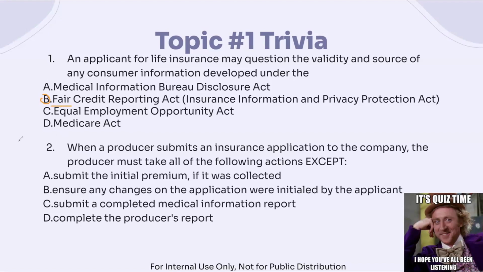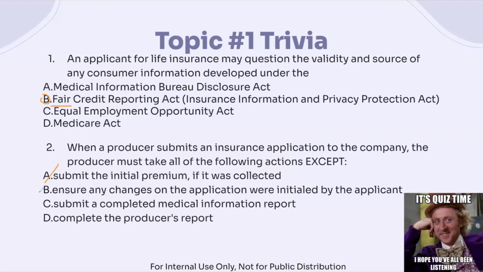Now, with number two, when a producer submits an insurance application to a company, the producer must take all of the following actions except what? What do we think about this one? Well, let's go through them because this one is a little bit tricky and we really need to pay attention. Number one, submit the initial premium. Yeah, if it was collected, we do need to submit it.